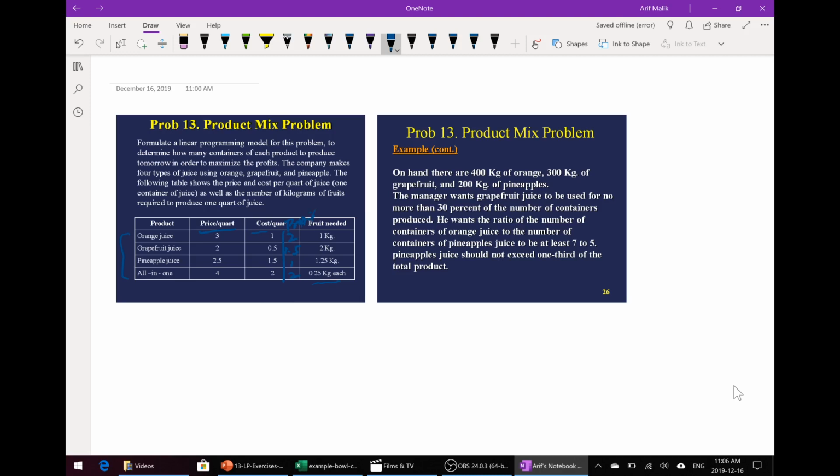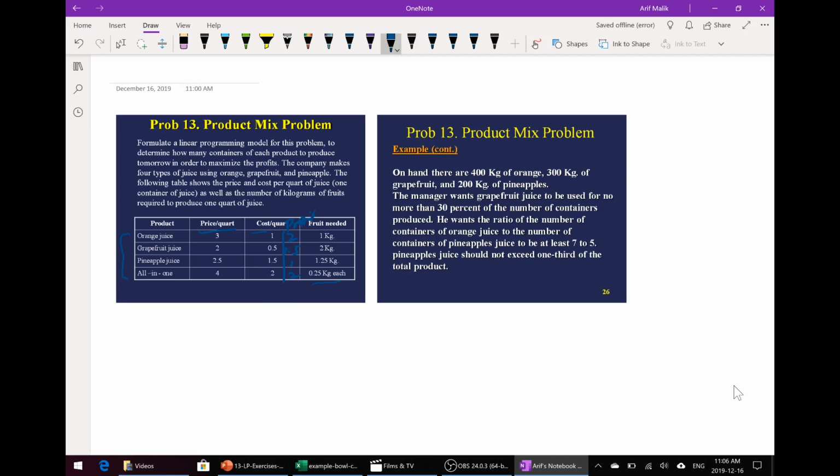Then the next slide shows that on hand there are 400 kilograms of orange, 300 kilograms of grapefruit, and 200 kilograms of pineapples. So these are the right-hand side constraints, which tell us how many kilograms of oranges, grapefruit, and pineapples are available.